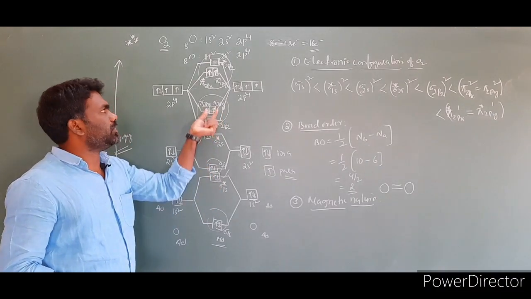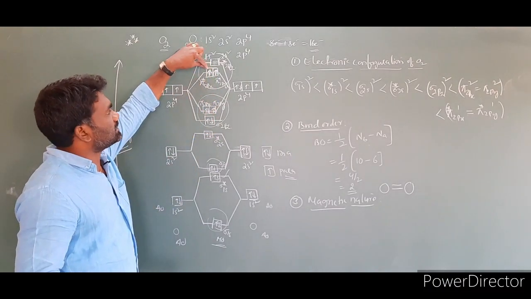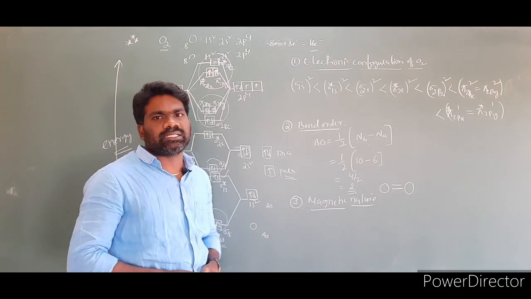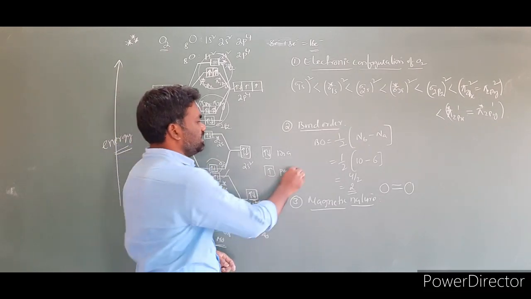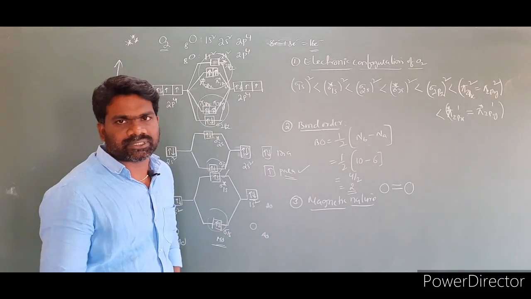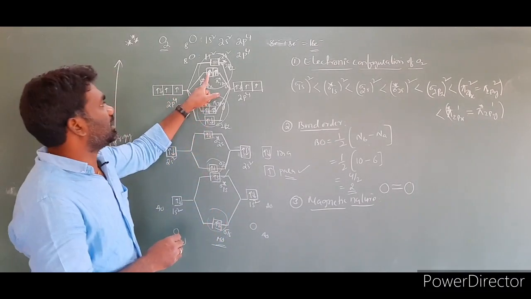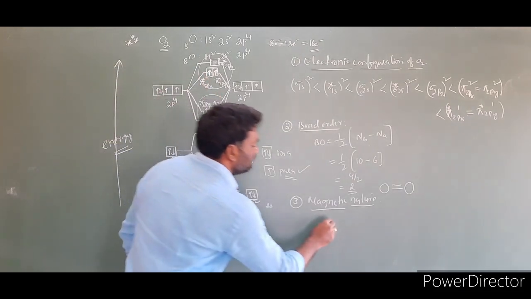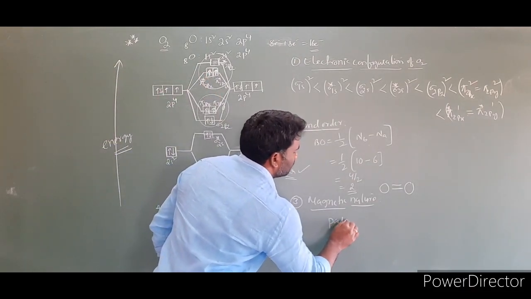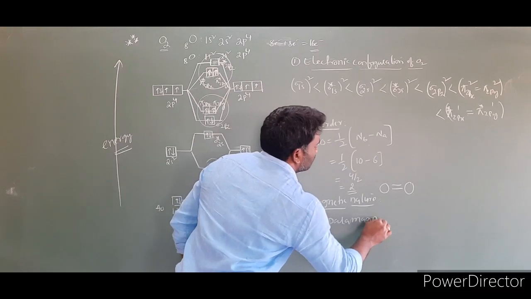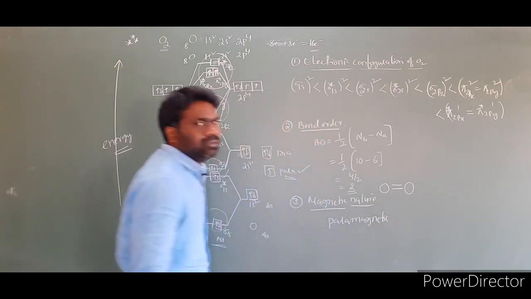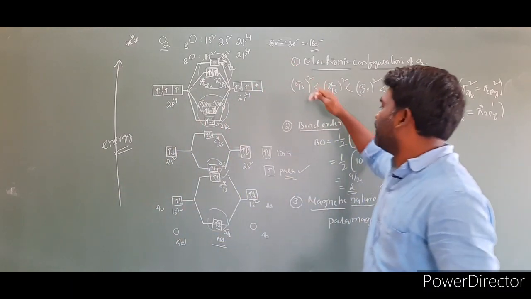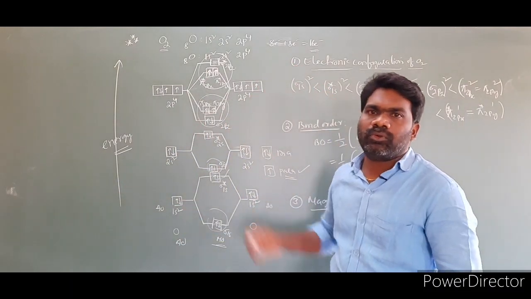All these are doubly occupied. Look at here. This orbital has a single electron. This orbital has a single electron. If at least one orbital has a single electron, that substance is a paramagnetic substance. So this oxygen molecule has singly occupied molecular orbitals. So this is paramagnetic nature. So this is the construction, electronic configuration, bond order and magnetic nature of O2 molecule.